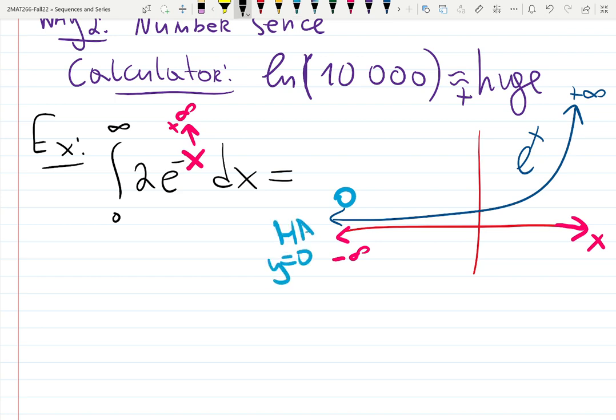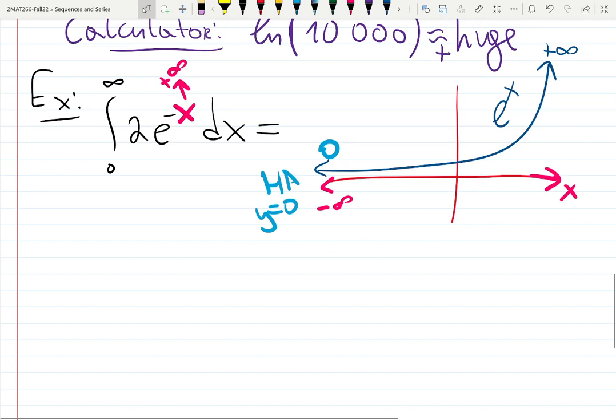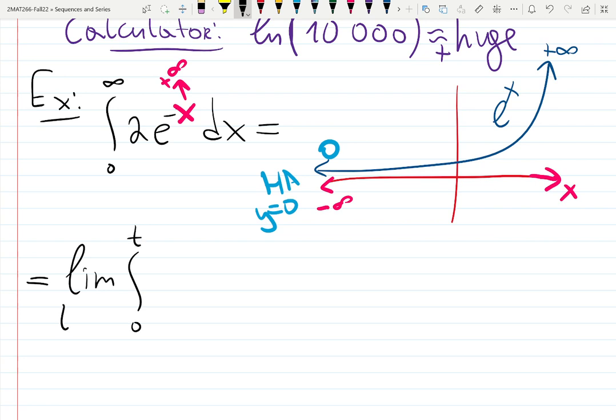So the answer will be some number. It's not necessarily 0, but it will be some number. So that's why I already know it does not diverge. But if you want to be precise, you actually write down a limit. Integral from 0 to t, t explodes to infinity, of 2e to the minus x dx.